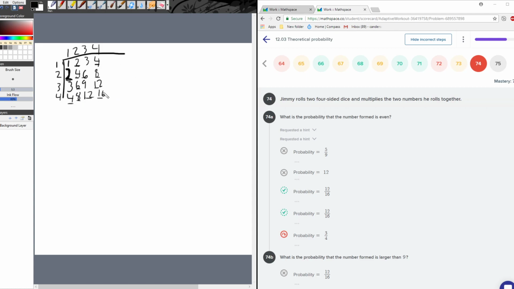So the probability of getting an even number there is 12. And in total, there is 4 across, 4 down, so 4 times 4 is 16. Now, we can take out a common factor here. So 12 is 4 times 3, and 16 can be broken up into 4 times 4. So that means that there's a 4 as a highest common factor. So that means that the answer is just 3 on 4.